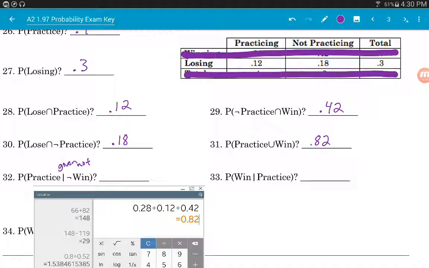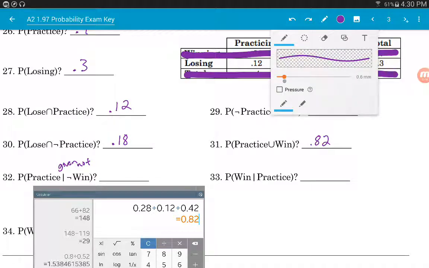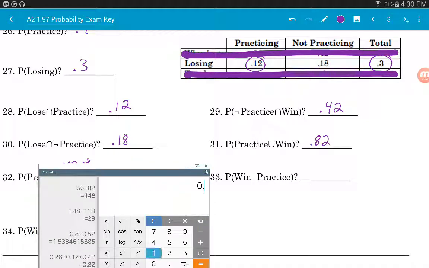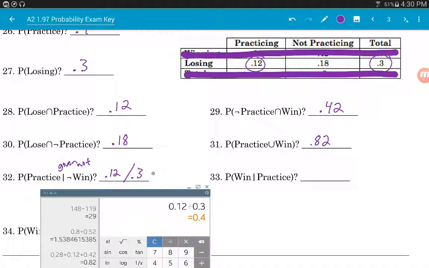Now, what's my total? My total is 0.3. Okay, so my total is 0.3, so it's going to be out of 0.3. Now how many of them practice? 0.12. And if I pop up my calculator, 0.12 divided by 0.3, I get 0.4.